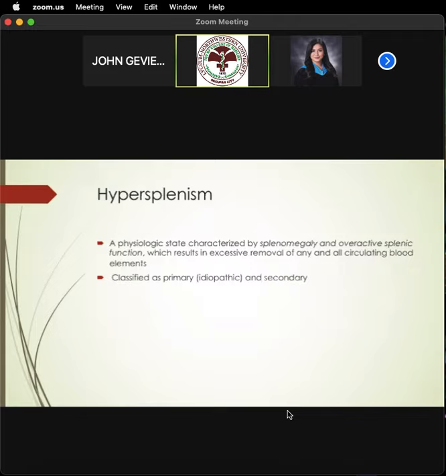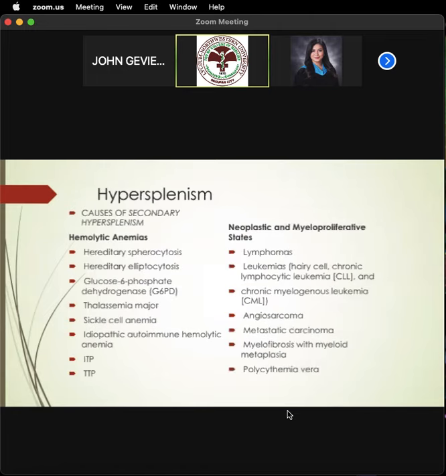Okay, so let's proceed with hypersplenism. As I've said a while ago, it is the excessive removal of any and all circulating blood elements. It's classified as primary or idiopathic and secondary. Primary hypersplenism is very rare, so it is a diagnosis of exclusion and more common in women. These are the different etiologies of hypersplenism. Secondary hypersplenism is more common than the primary.